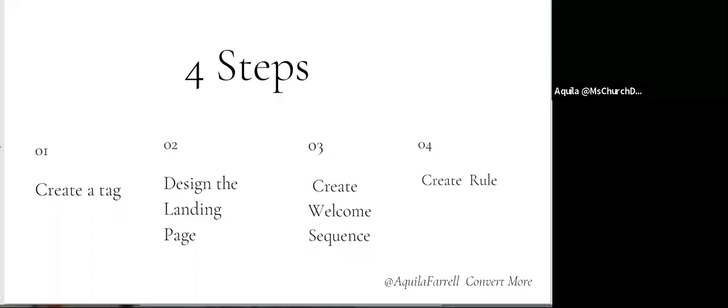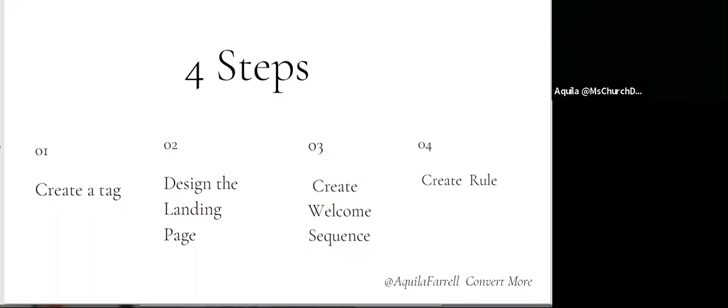So to make a landing page actually work for you, the first step you have to do is to create a tag. So in ConvertKit, you create a tag. So anytime you get somebody's email, they're put into a group. If you have no idea what I'm talking about when I say a tag, you need to go back and print out our glossary of terms so you actually know these terms when I'm referring to them.